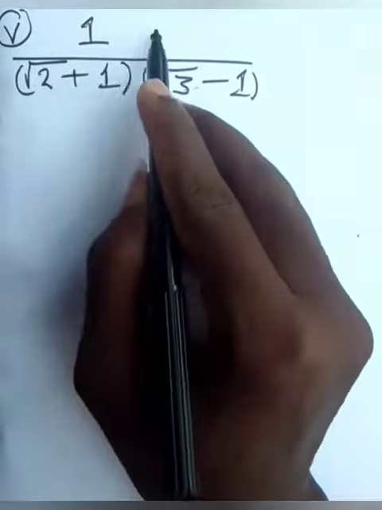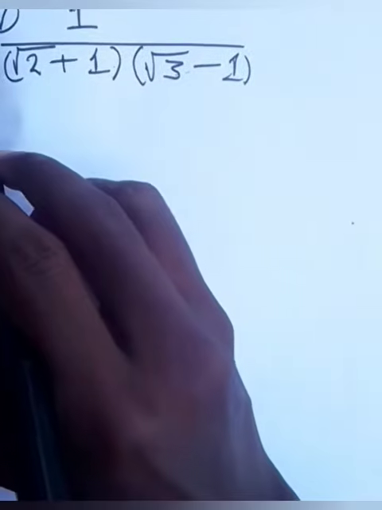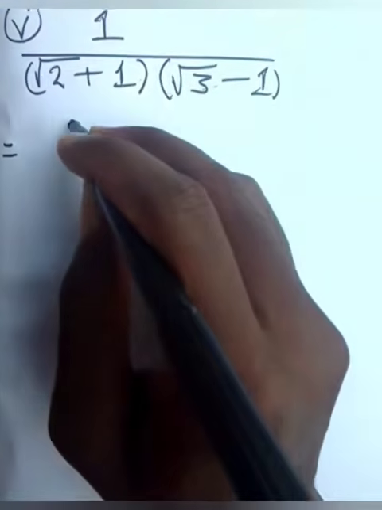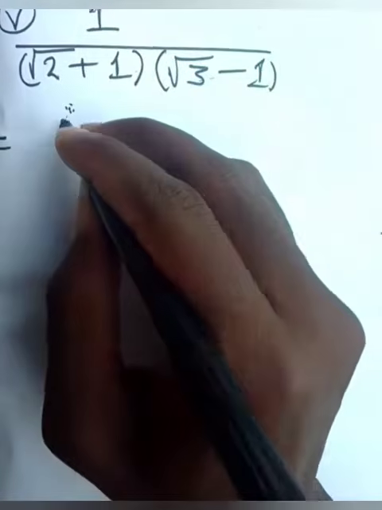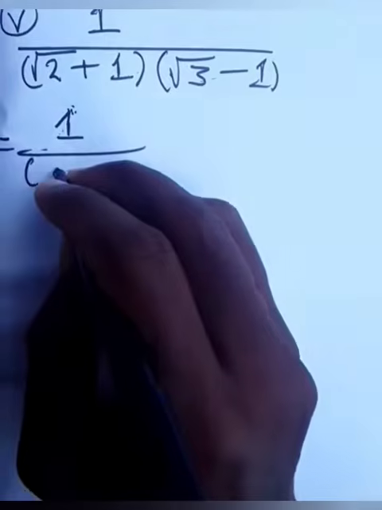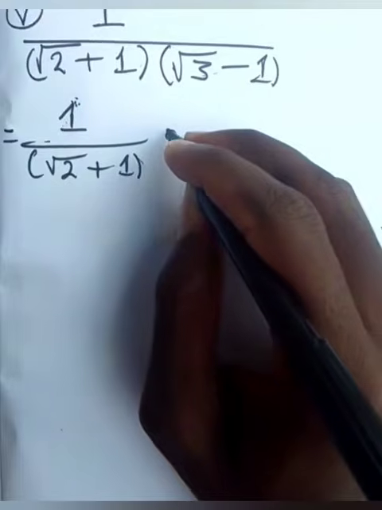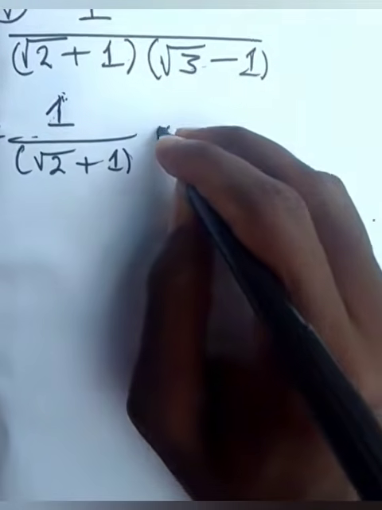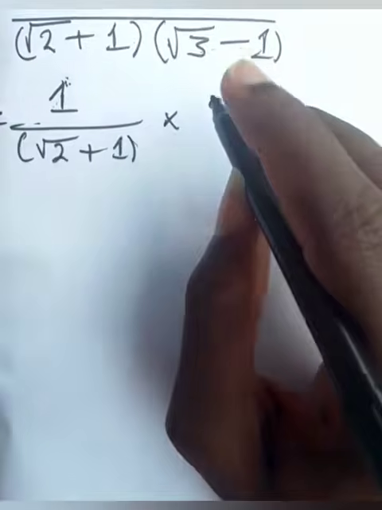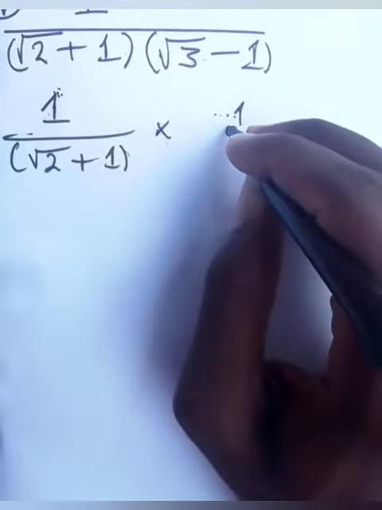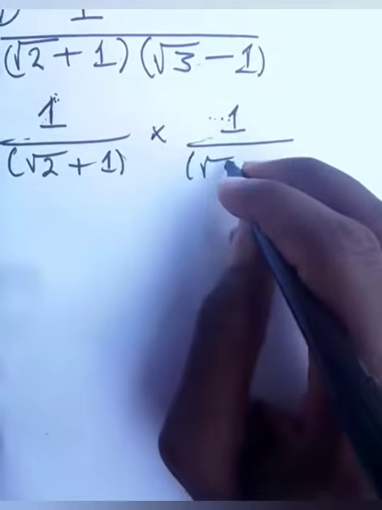You're going to rewrite this. How are we going to rewrite it? So here's how. So we're going to rewrite it like this. I'm going to say this expression here, I can also write it as 1 over square root of 2 plus 1. Okay. And then I say times. If it doesn't make sense, wait, I'll explain. Then say 1 over square root of 3 minus 1.